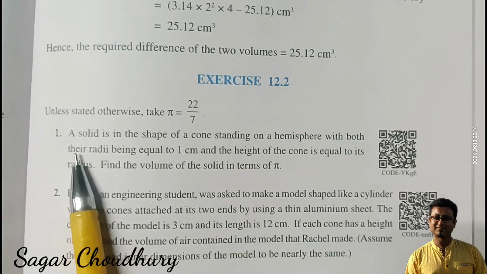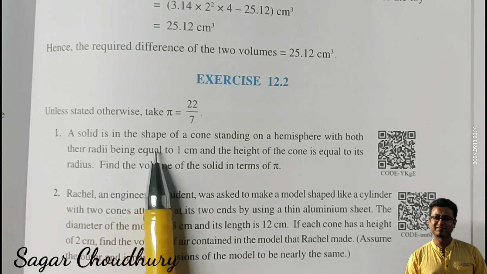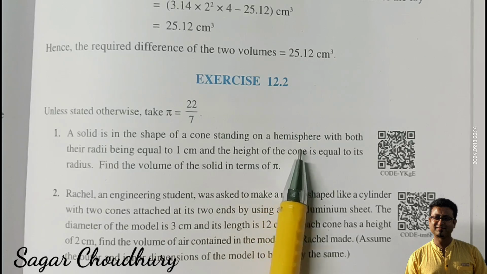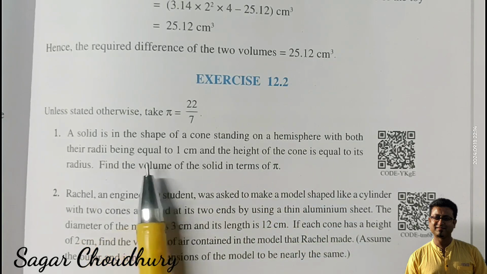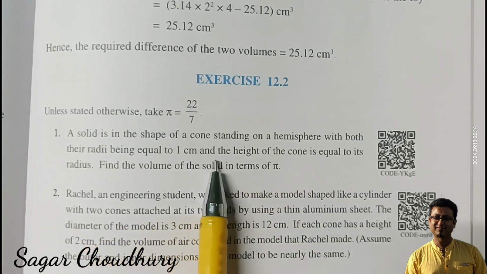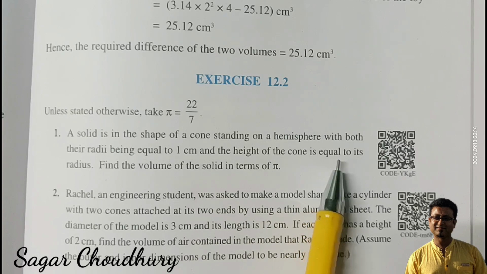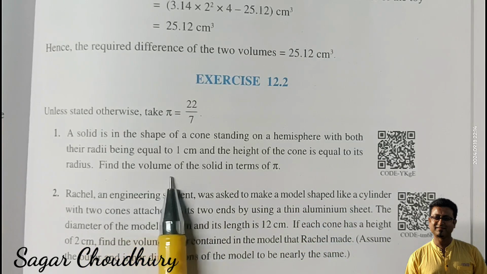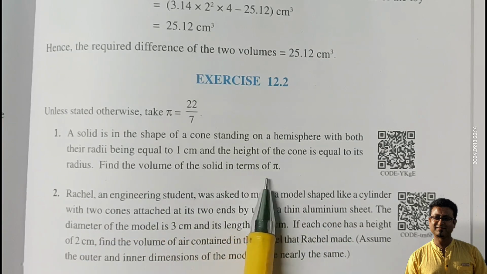Now question number 1 is, a solid is in the shape of a cone standing on a hemisphere with both their radii being equal to 1 cm and the height of the cone is equal to its radius. Find the volume of the solid in terms of pi.